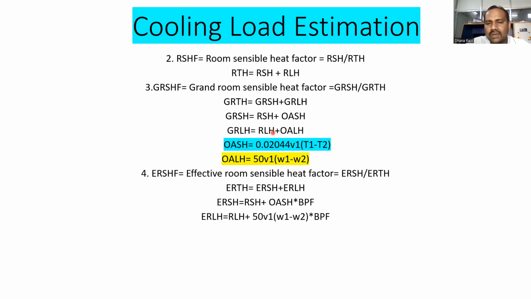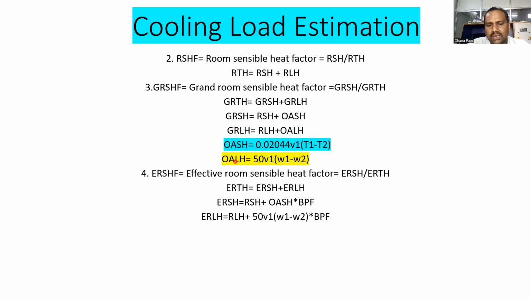Similarly, room latent heat plus the heat added as latent heat due to infiltration, the outside air latent heat, are both evaluated here. If you consider outside air sensible heat, it is evaluated as 0.02044 V1 multiplied by the change in temperature, where V1 is volume, T1 is the outside air temperature, and T2 is the inside temperature. So we will calculate outside air sensible heat.